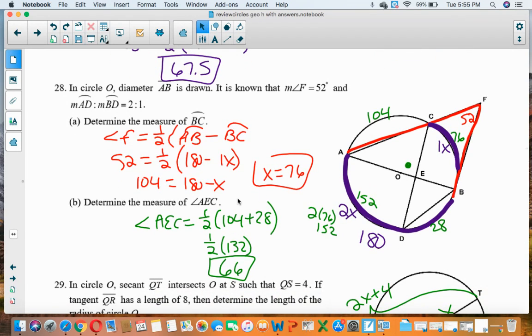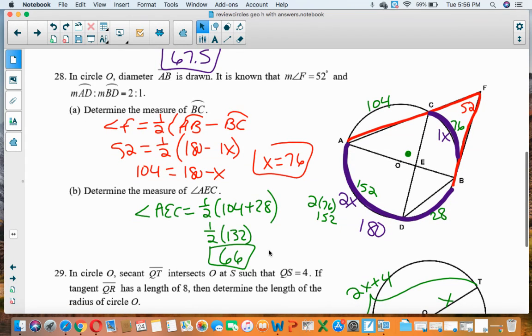Then I want to find the measure of angle AEC. That's where I have the green dot right here. So it's inside the circle, but it's not a central angle, so it's 1/2 the sum of the arcs. And my arcs are 104 and 28, the ones that I have in green. So I did this part of the problem all in green. All right, so you can see that.